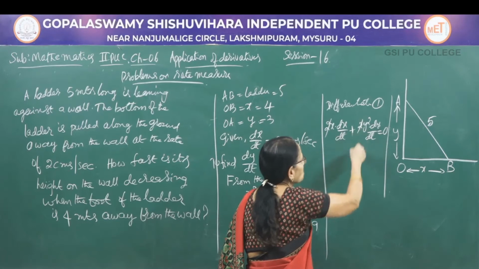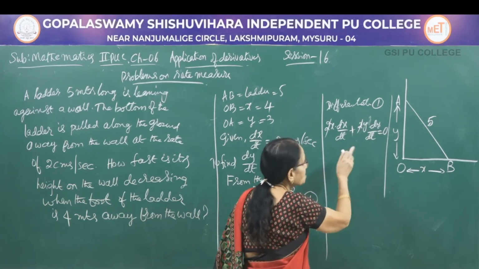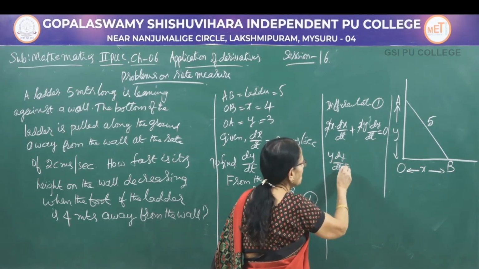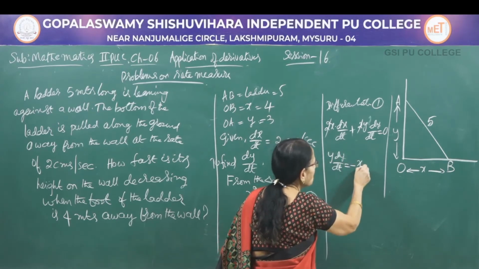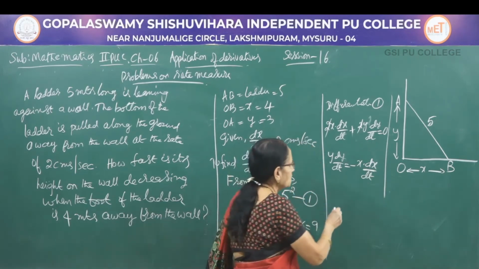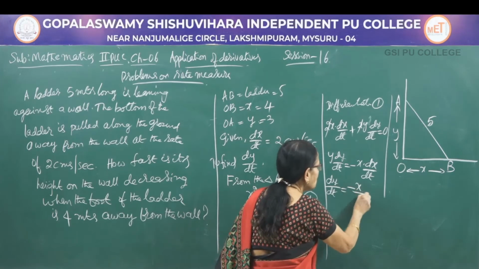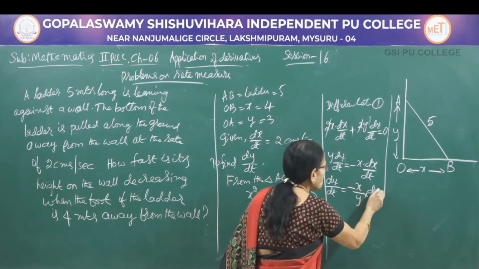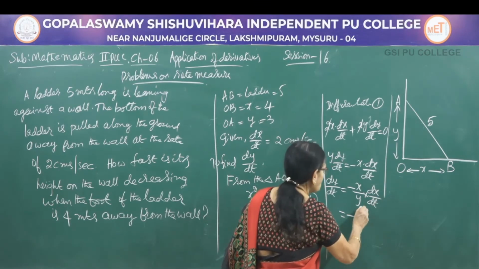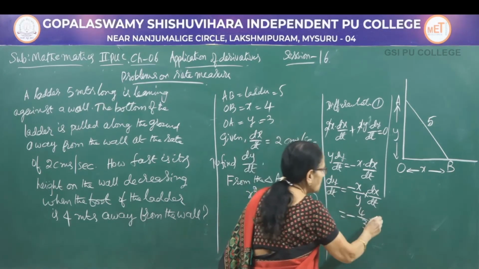Now you can divide by 2 also. So it is 2y into dy by dt. Since we want dy by dt, write y into dy by dt on the left hand side. Take x to the right hand side, minus x into dx by dt. Therefore, dy by dt would be equal to minus x by y into dx by dt. Now write the values. x is 4, y is 3, and dx by dt has been given as 2.